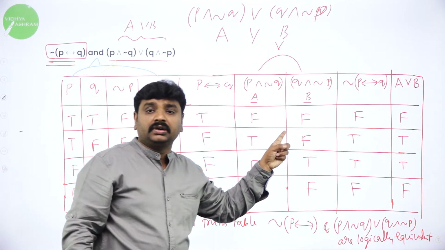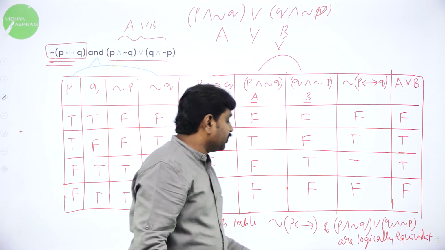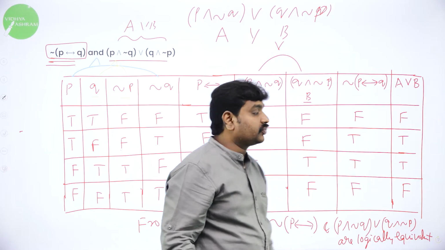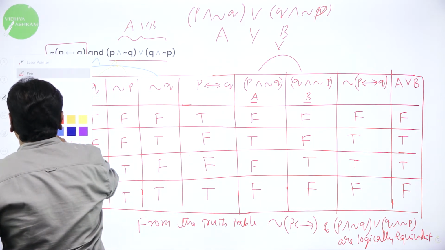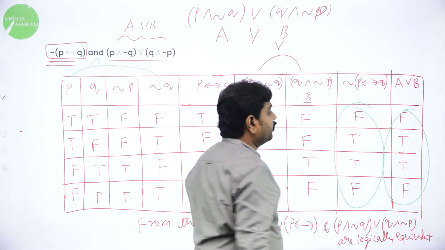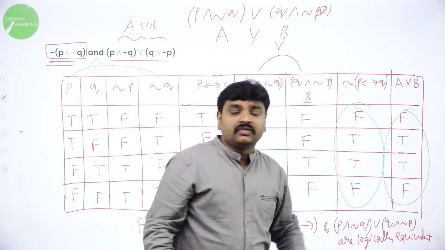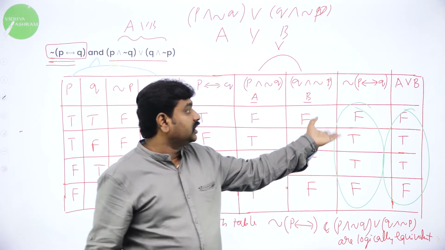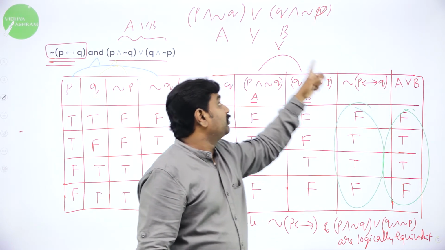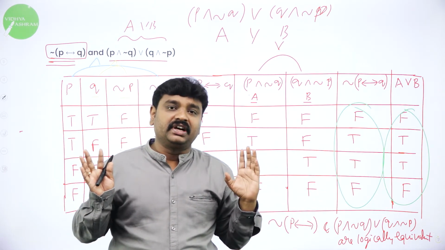After you construct the truth table, the process does not end. After you construct the truth table, observe the truth table. From the truth table we can conclude this. Because the two compound propositions are giving the same set of truth values. Here we have FTTF, here also we have FTTF. So both are having the same set of truth values. If two compound propositions have the same truth values for the combinations of their components, then we say both are logically equivalent. Therefore negation of P implies Q is logically equivalent to A or B. A means P and not Q, or Q and not P. I hope all of you understood how to prove logically equivalent.